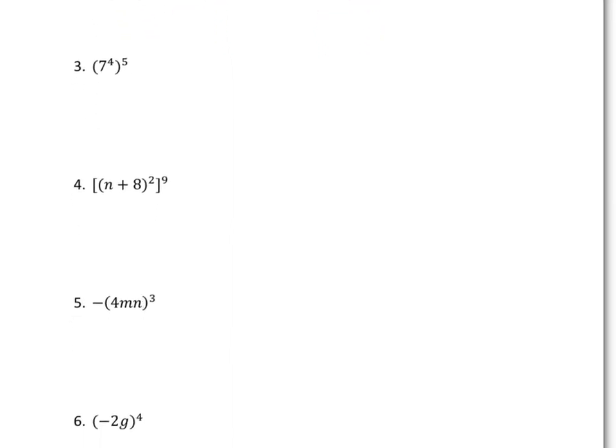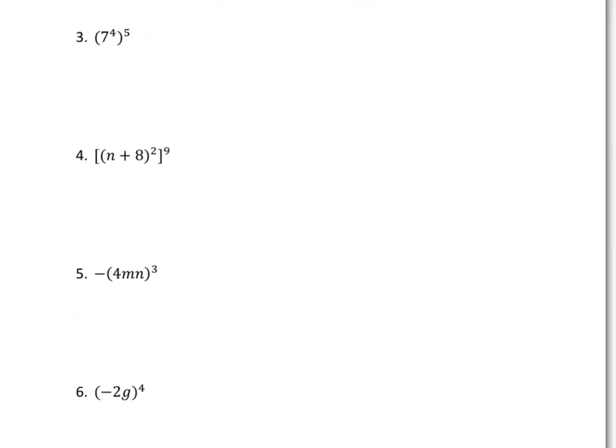A couple of power to power ones. We got 7 to the 4th to the 5th. Remember, if you get 7 to the 4th to the 5th, you have to multiply the exponents. So we keep your same base, and you multiply the exponents. 4 times 5, and you've got 7 to the 20th power. Once again, you could get an actual big giant number for that. You don't have to write the giant number. 7 to the 20th works just fine.